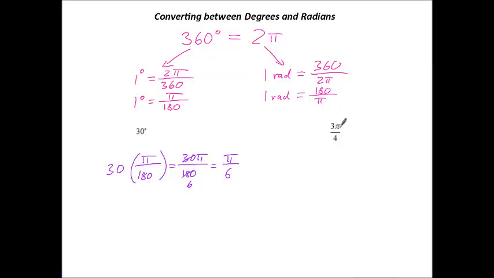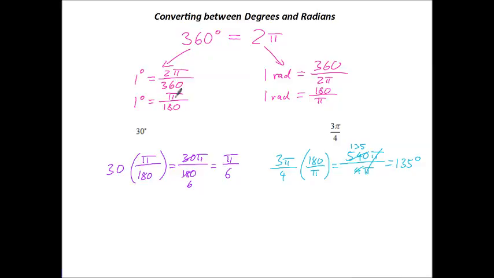And converting 3 pi over 4 into degrees. 3 pi over 4 times 180 over pi. That gives us 3 times 180 is 540. 540 pi over 4 pi. The pi's get canceled out, and 4 goes into 540 135 times. And that leaves us with 135 degrees.